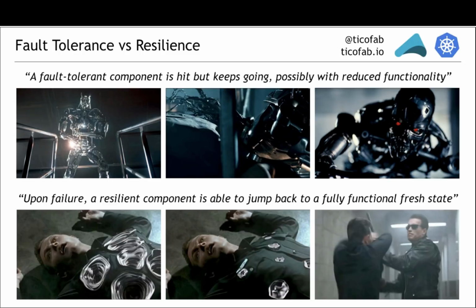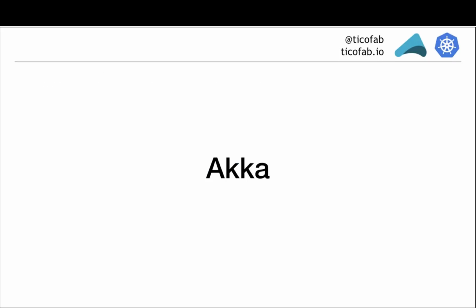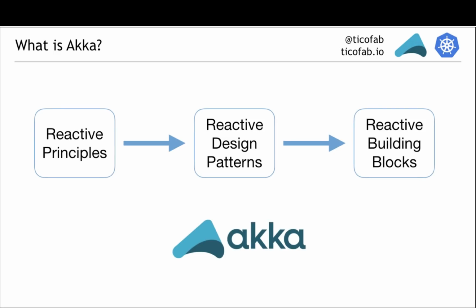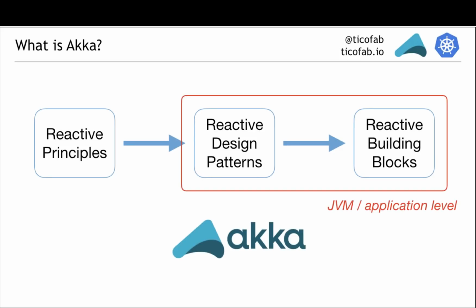Now, after having introduced these high-level principles, what is Akka then? How does it help us towards these two goals? Well, from the reactive principles, we can derive some reactive design patterns, and Akka provides us with some reactive building blocks to actually implement these design patterns on an application level. And Akka runs on a JVM, so on a Java Virtual Machine. And how does Akka help us in terms of location transparency?